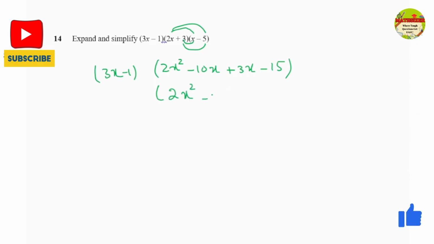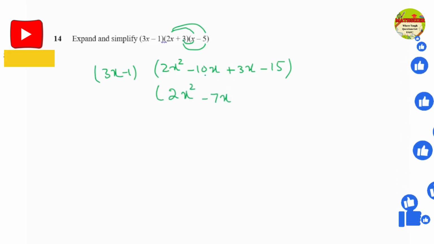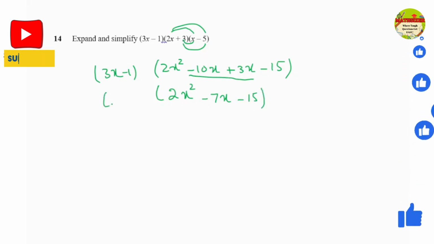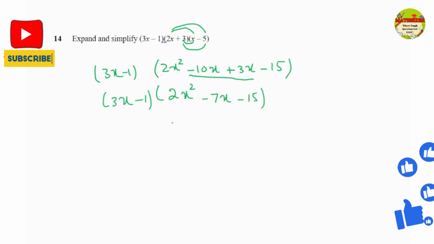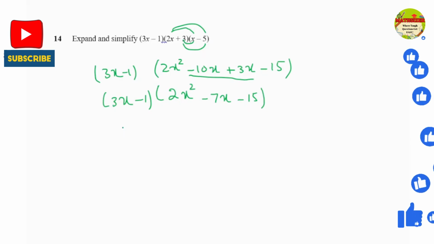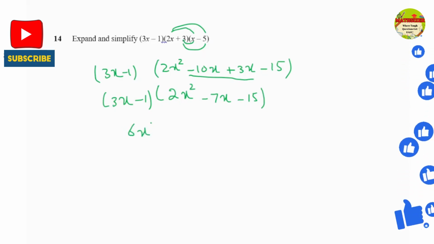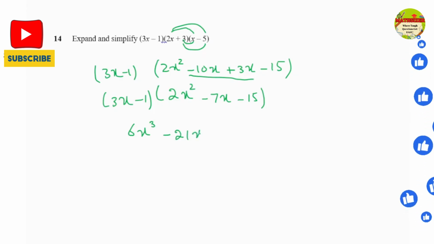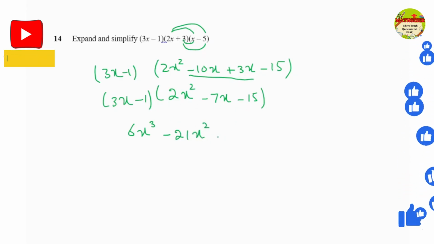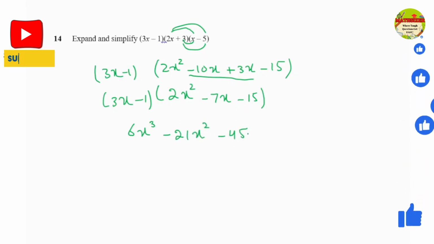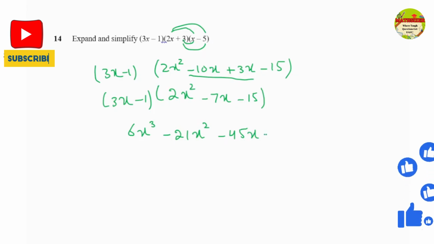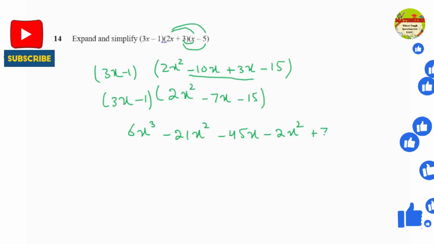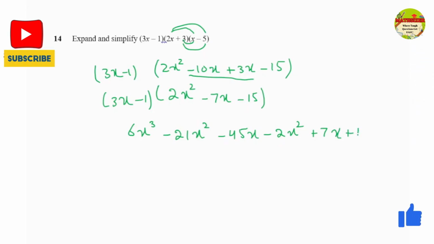2x squared minus 7x, minus 10x plus 3x, that gives us minus 7x minus 15, and 3x minus 1. Now we can expand this bracket. 3x times 2x squared would be 6x cubed, and then minus 7x times 3x is minus 21x squared. 3x times minus 15 is minus 45x, and then we have minus 2x squared, then plus 7x plus 15.